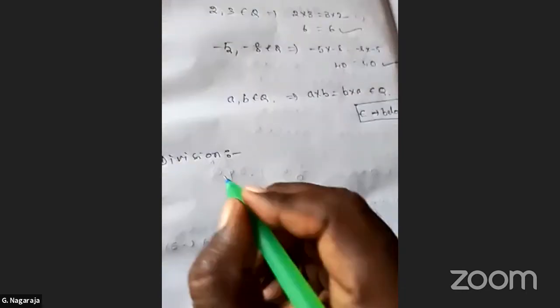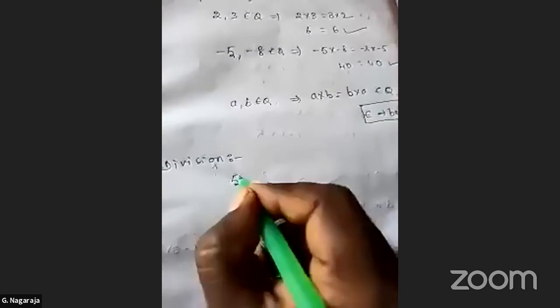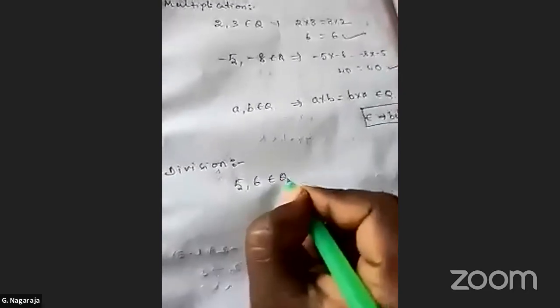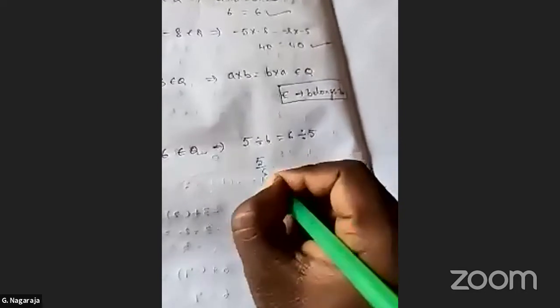Next, division. So 5 comma 6 belongs to Q. Then 5 divided by 6 is equal to 6 divided by 5. Is it correct? No, it is not equal. 5 by 6 is not equal to 6 by 5.